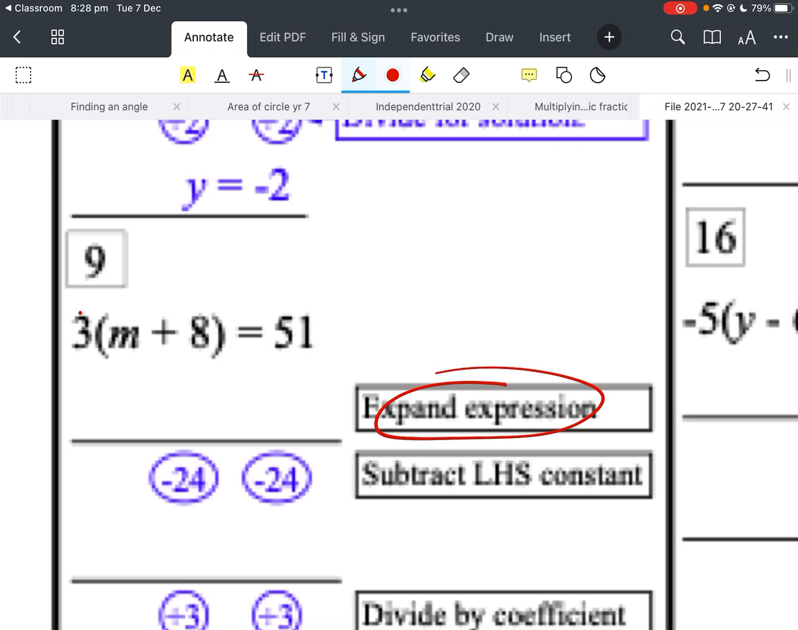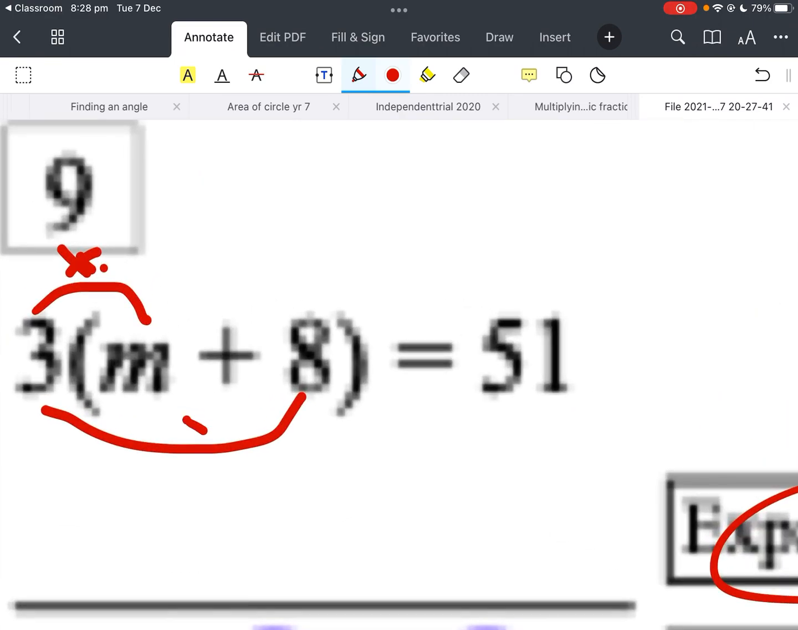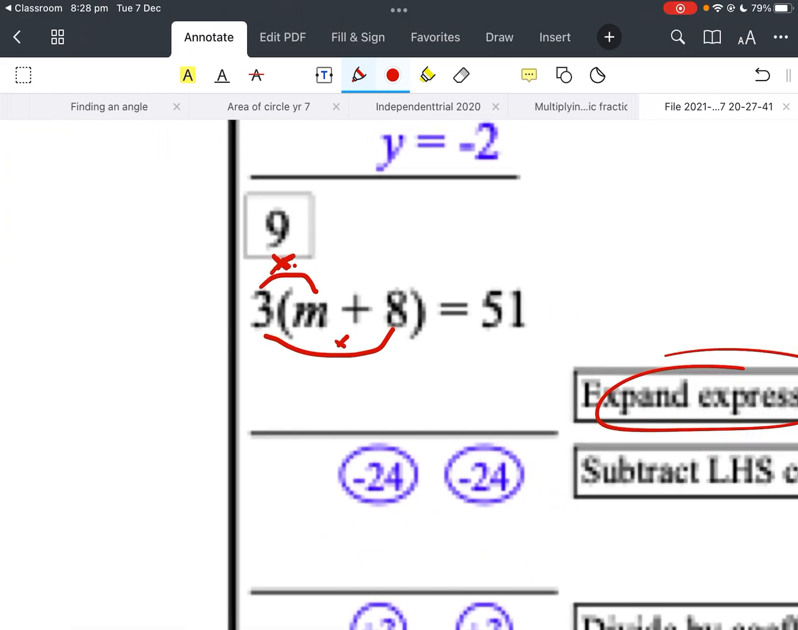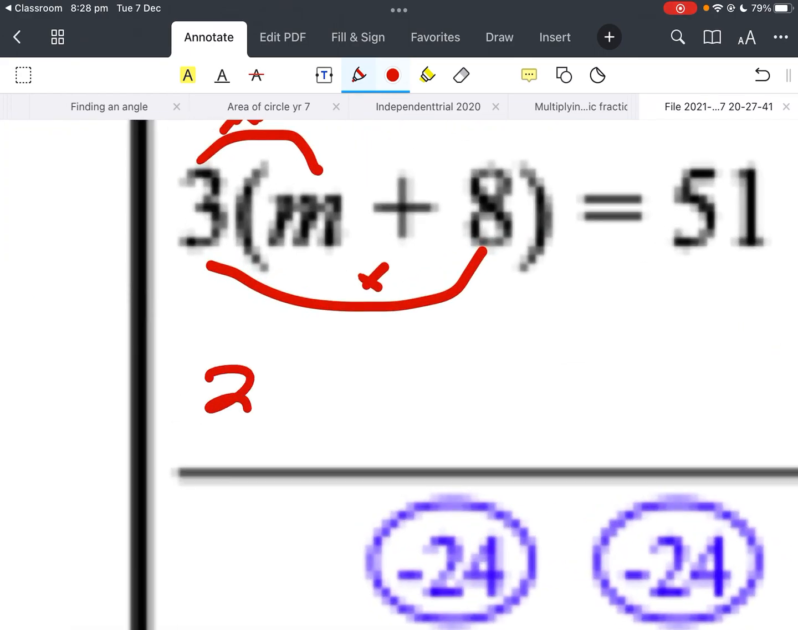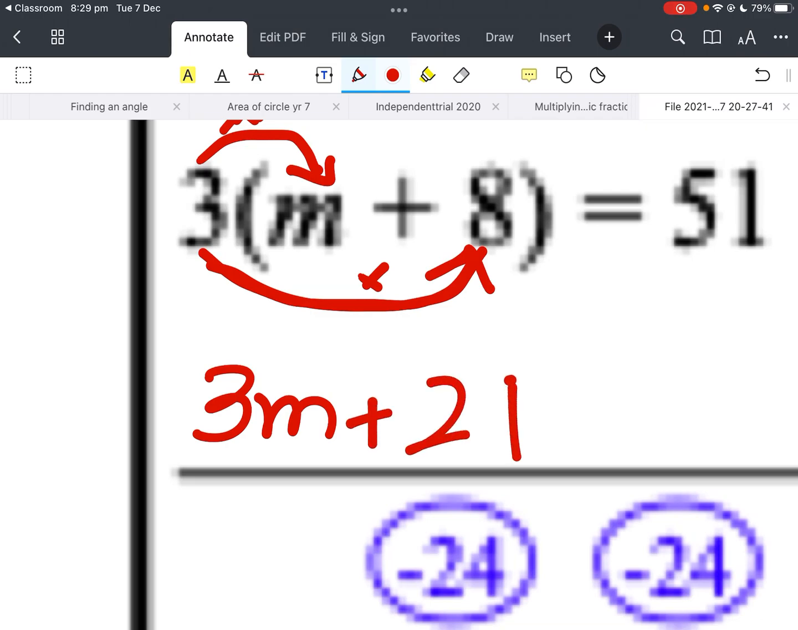So the first thing we do is when we put these things over, put those two little lines, and that is telling you to multiply. Okay? So you're going to go 3 times m is 3m. And then 3 times 8. So 3 times m there. 3 times 8 is 24. Whatever is in the middle, plus, goes down here. Now, we haven't done anything with this equals 51 yet, so we're going to write that down.